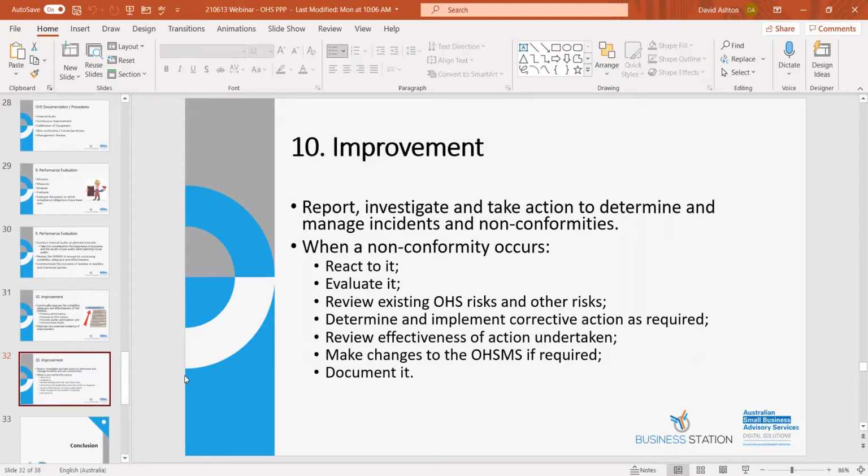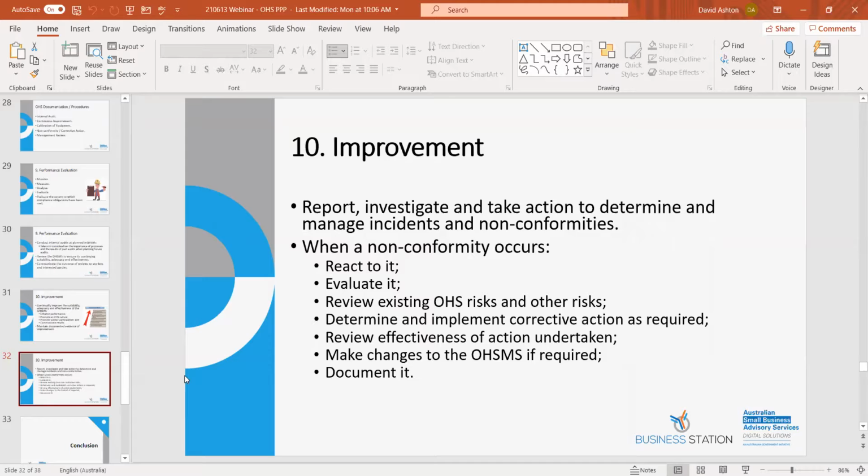As part of your monitoring and improvement processes, if you do identify non-conformities, you need to react to them. Don't just let it fester. Evaluate why there was a non-conformance, look at your risks and the like, and see if it's covered within the risk register. You need to determine and implement what corrective action you're going to apply, and then look at the effectiveness of that action.